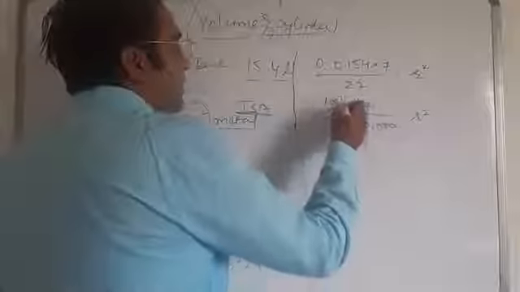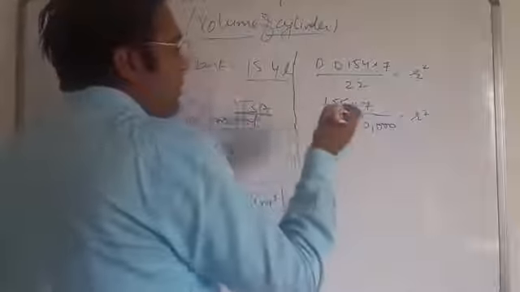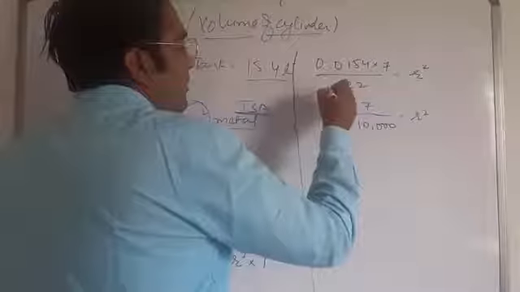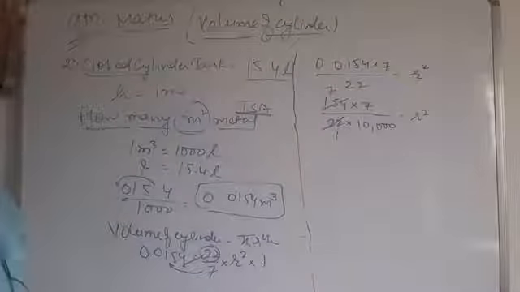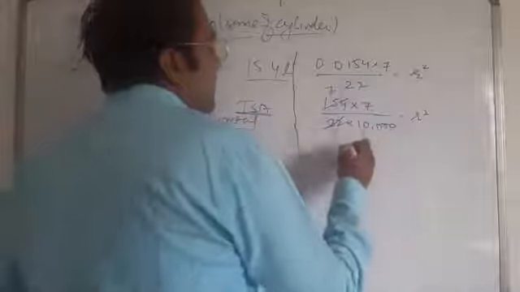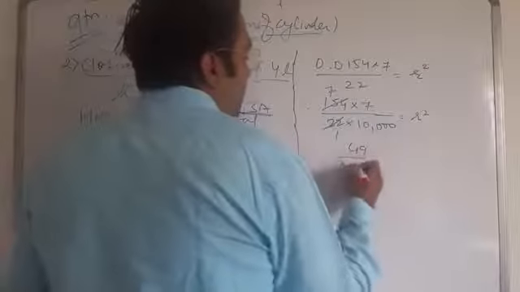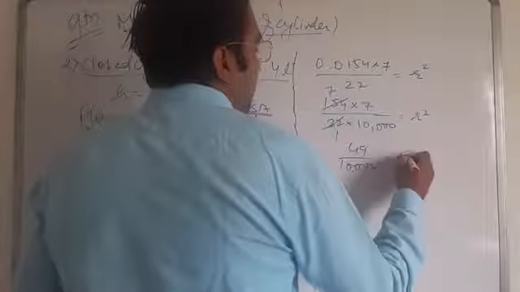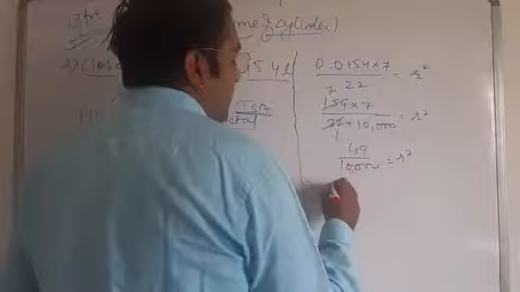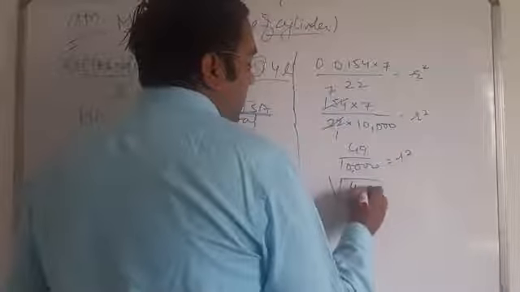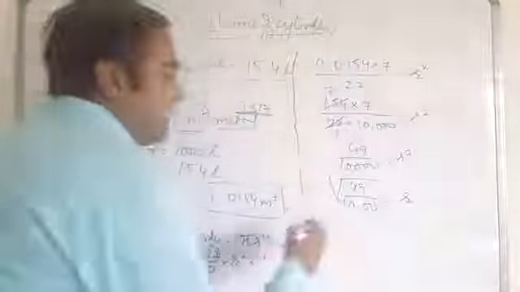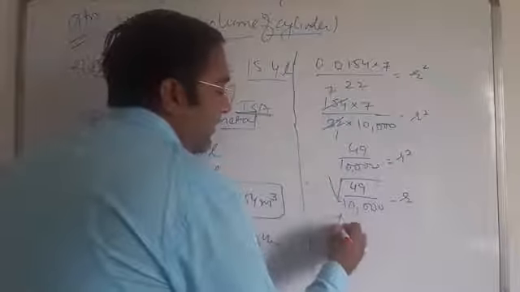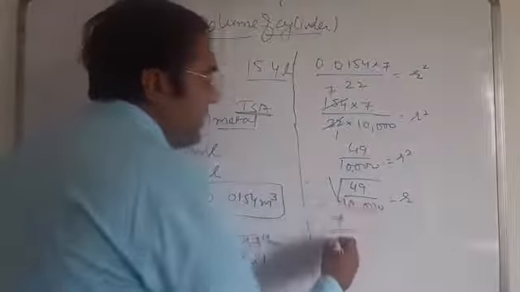So 22 ones are 22, 22 sevens are 154. Therefore my r square is 7 sevens are 49, 49 by 10,000, which is equal to r square. Now the square is shifted to the second side as a square root. So the square root of 49 upon 10,000 is my radius. The square root of 49 is 7, upon the square root of 10,000, that is 100.